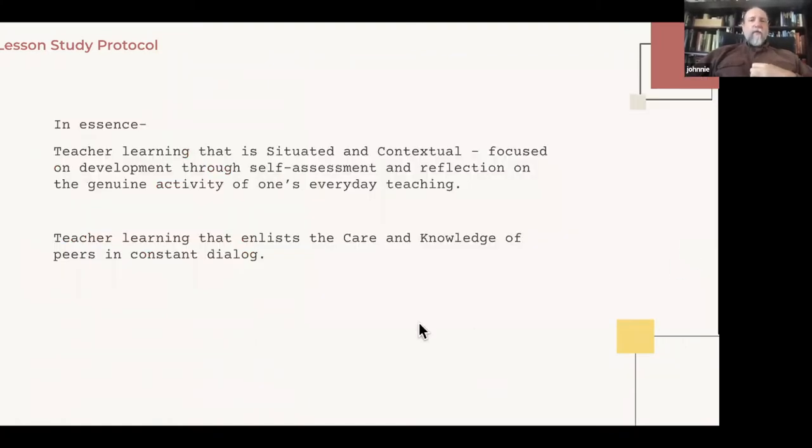So to make it simple, in essence, the lesson study protocol is teacher learning that is situated and contextual, focused on development through self-assessment and reflection on the genuine activity of one's everyday teaching. Again, not a performance, but integrated deeply into the everyday work of teaching. And the second bit is teacher learning that enlists the care and knowledge of peers in constant dialogue. So those are the essential takeaways from me about why this is a worthwhile practice.